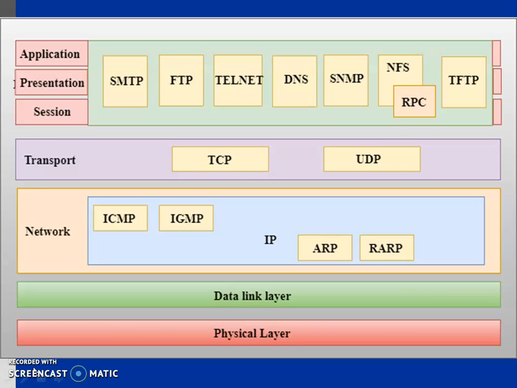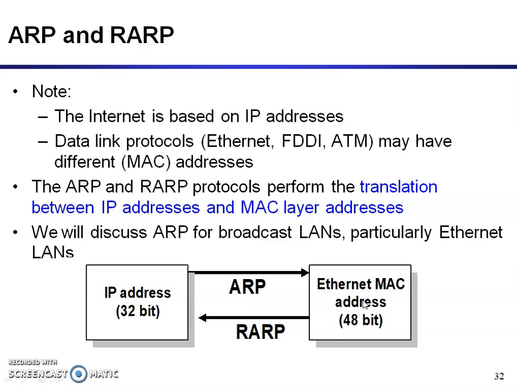And as we have seen, there are two parts of the ARP protocol. The first one is called the ARP request, as you can see here, and the second part is the ARP reply.